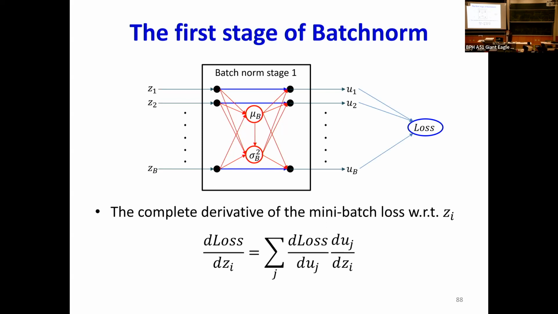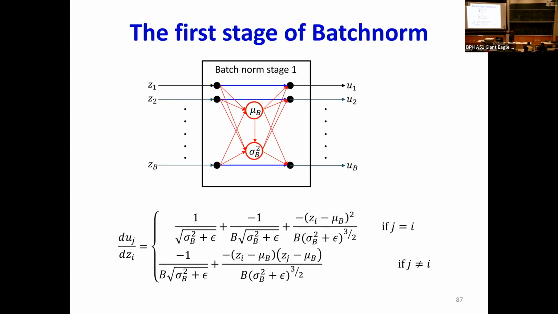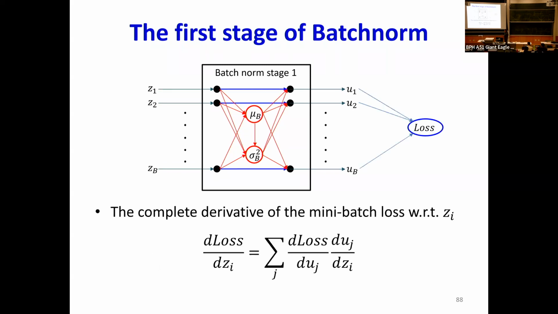Now, the complete derivative, this is for a single instance: the derivative of each of the u's with respect to each of the z's for a single instance. But if I want to compute the derivative of the mini-batch loss with respect to any particular zi, I'm going to have to sum over all the u's, right? Even for that single instance. So it's going to be the sum over all of these j's of the derivative of the loss with respect to uj times the derivative of uj with respect to zi. Okay. And things get tricky.